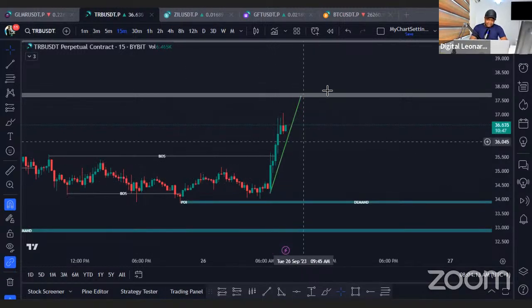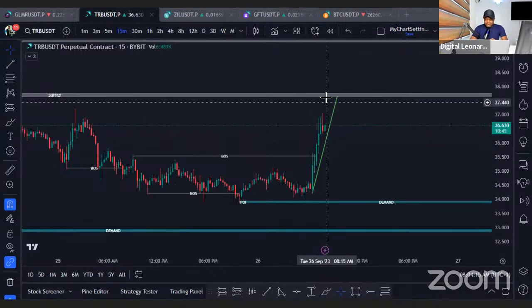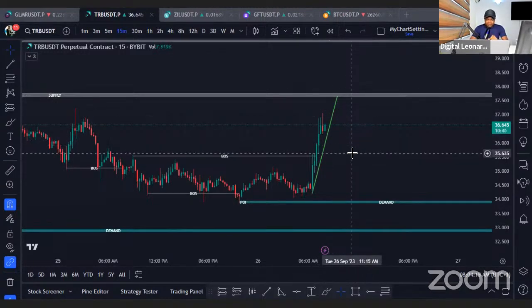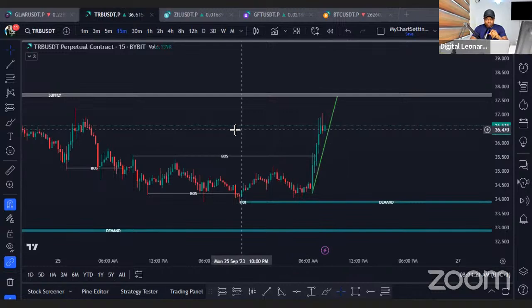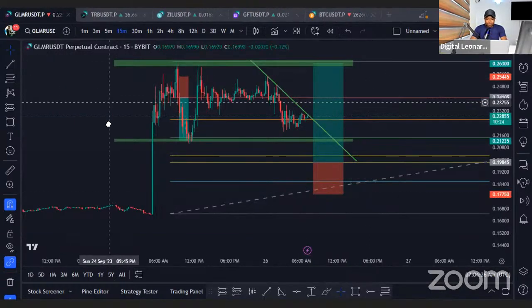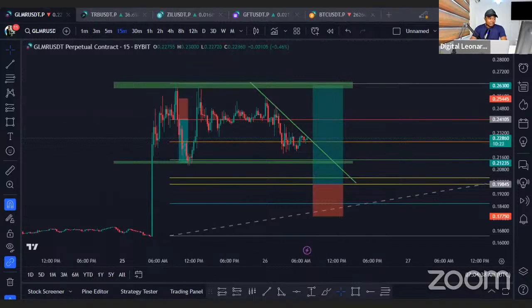All right, so that's what I'm looking at for TRB, right? I'm looking at that 37.6, 37.5 level for a downtrend, for a down move and all of that. I'm paying attention to that, and this is what I am currently looking at for this particular token too. So let's see what we can actually achieve today.